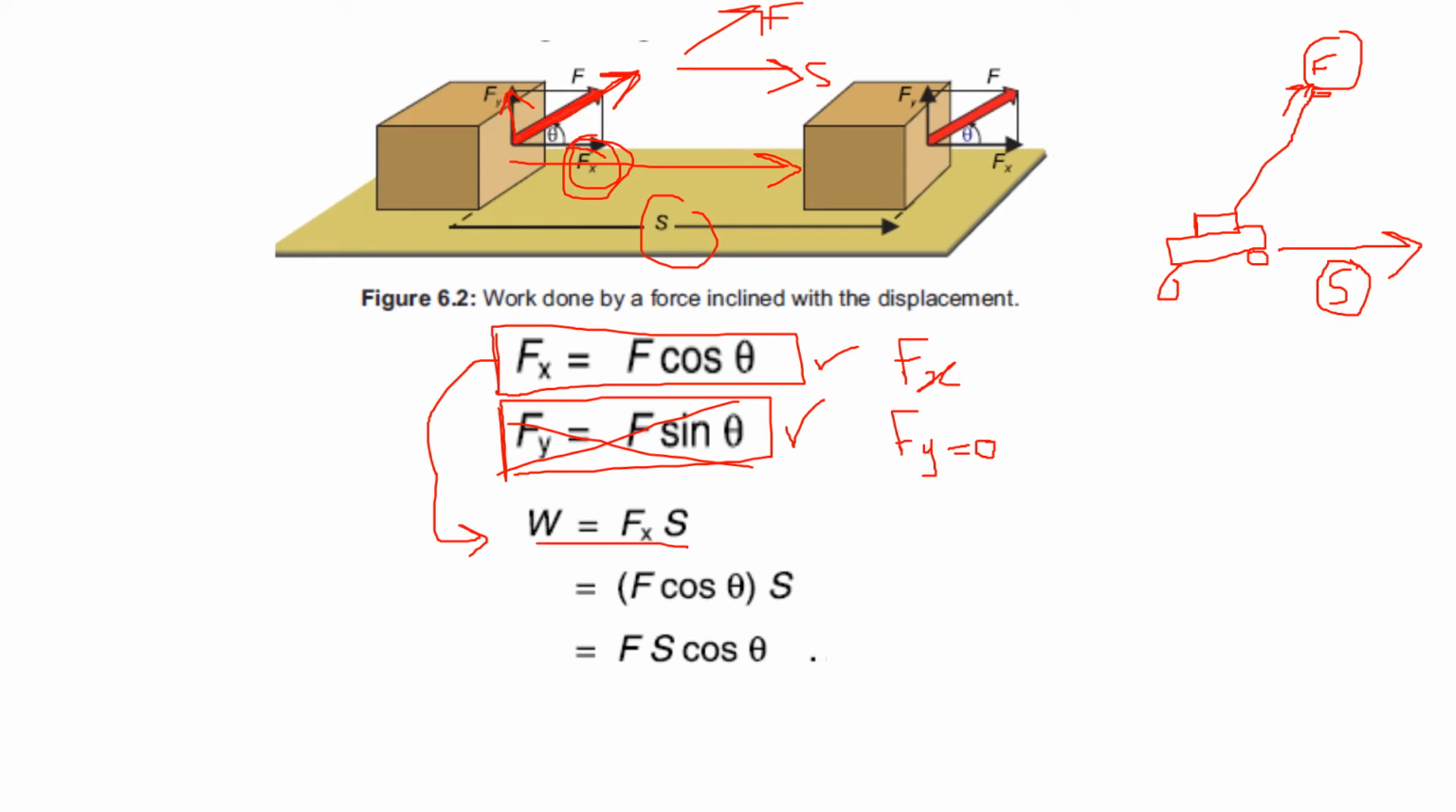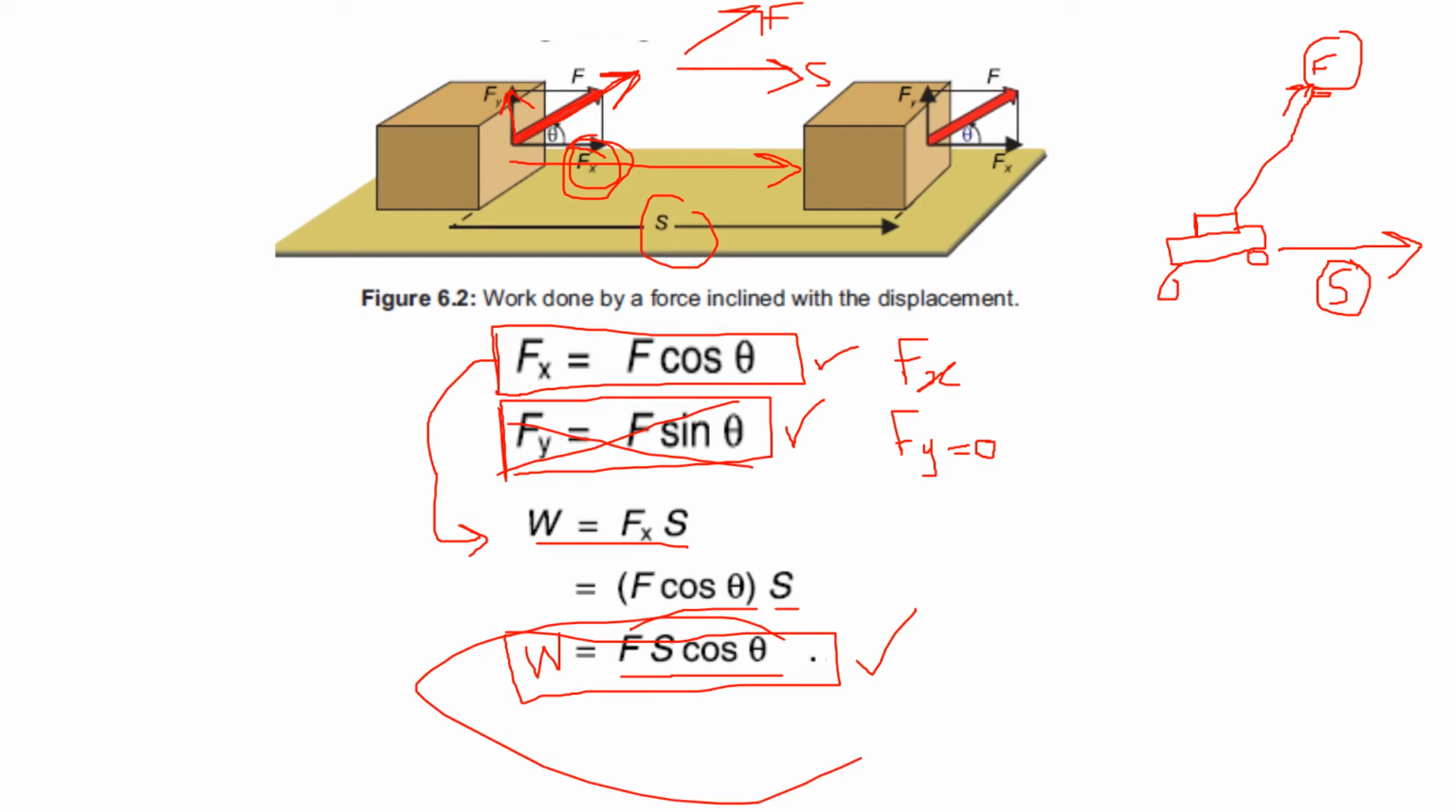The value of Fx is F cos θ into s. When we multiply this by s, we get Fs cos θ. This is W. So this is the case when the force is not parallel to the distance, then we can use this formula. When force and distance are parallel to each other, we can simply use the formula W is equal to Fs. But when the force and distance are not parallel to each other, we will use this formula.